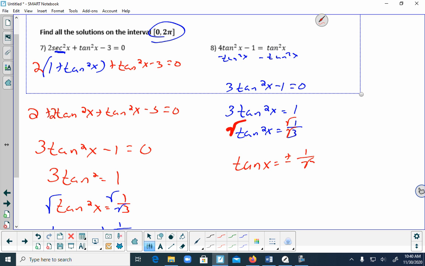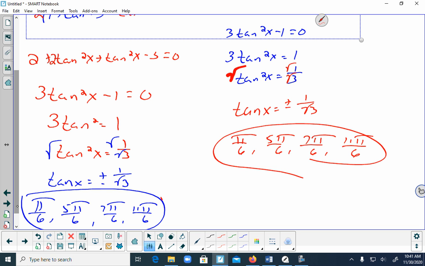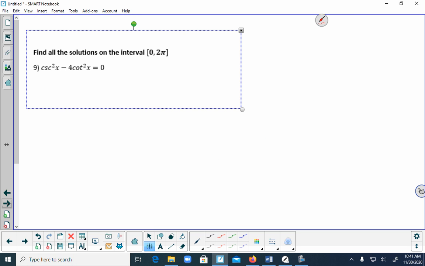over the square root of 3, which I could rationalize, not rationalize. It's still going to end up being these same answers, pi over 6, 5 pi over 6, 7 pi over 6, and 11 pi over 6. So I hope you took the time to write the tangents on your unit circle so you have those quick and handy. The next one, cosecant squared x minus 4 cotangent squared x is equal to 1.